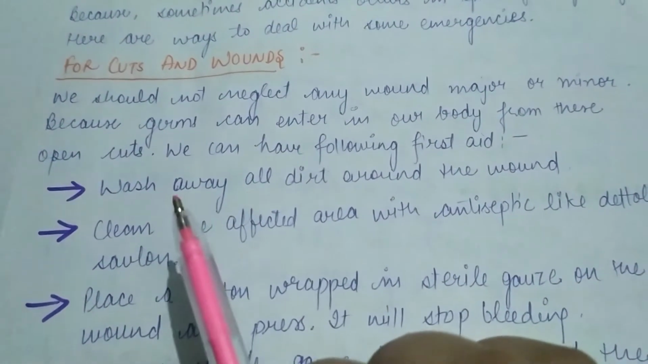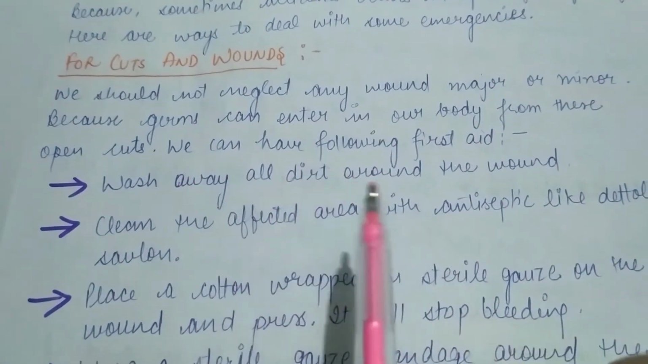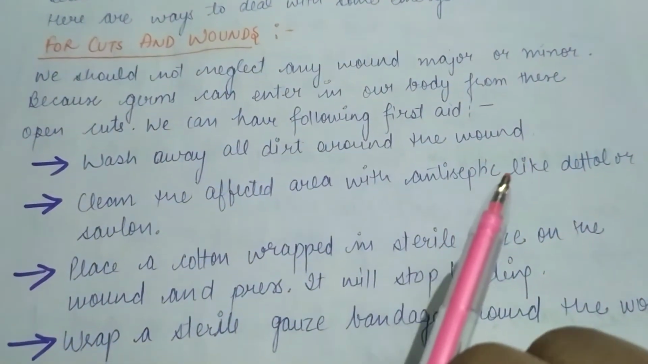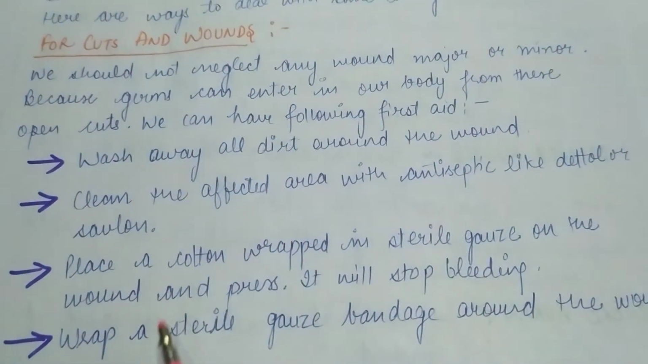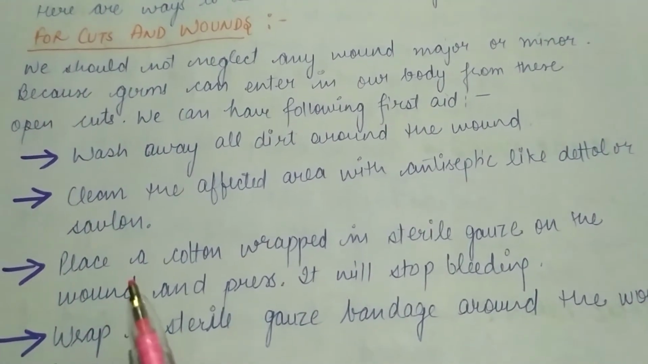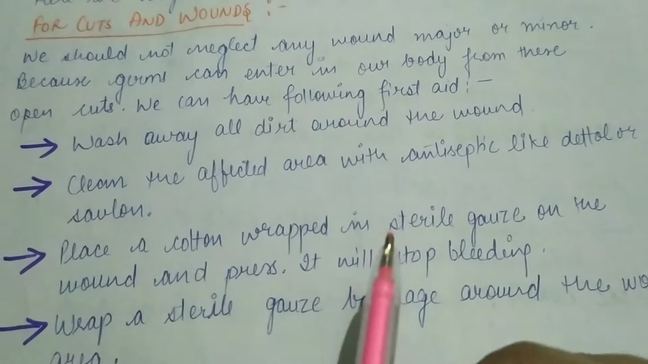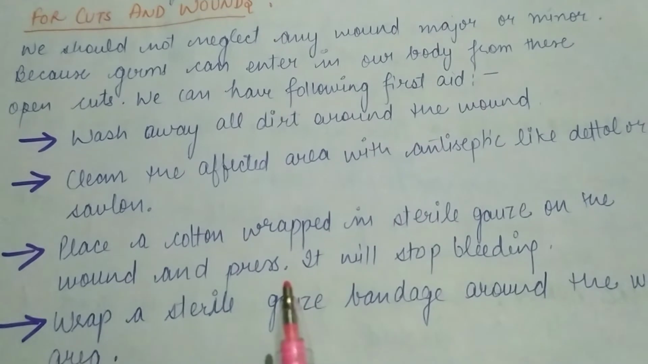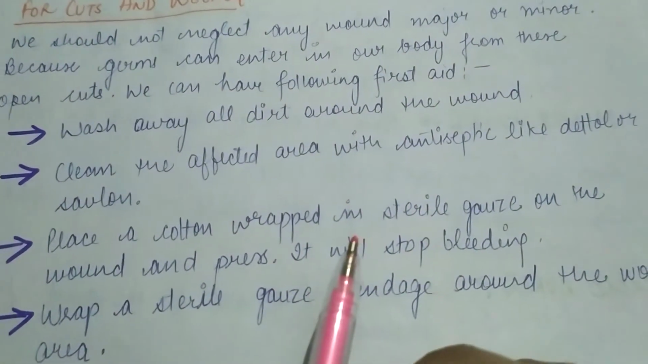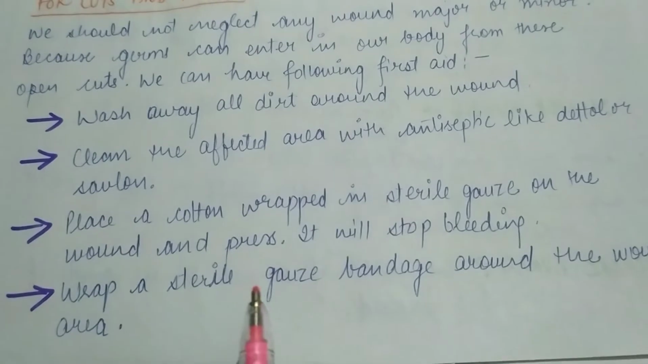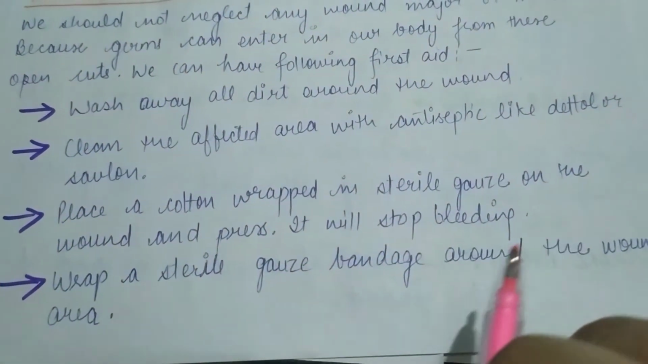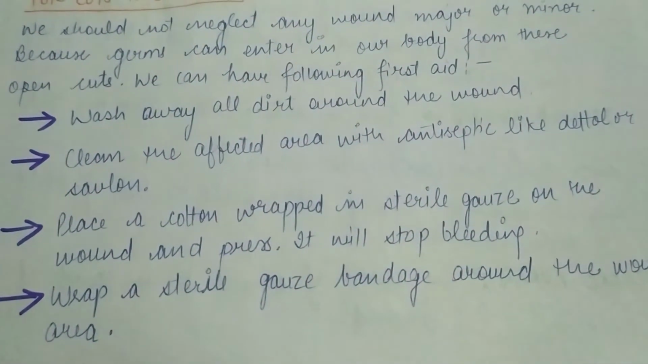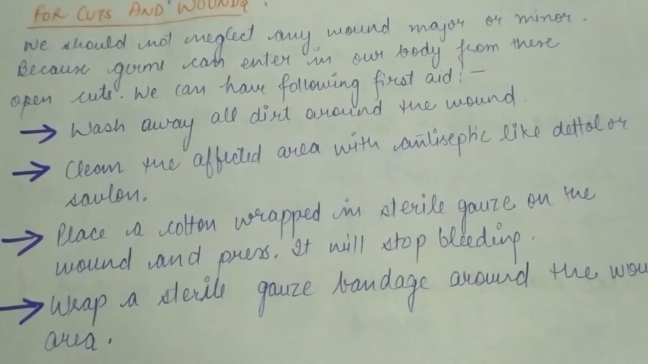What we can do? Firstly, wash away all the dirt around the wound. Clean the affected area with antiseptics like Dettol or Savlon available at home. Then place a cotton wrapped in sterile gauze on the wound and press. But press it gently. It will stop bleeding. Wrap a sterile gauze bandage around the wounded area. So in this way, you can give first aid if you ever get a cut or wound.